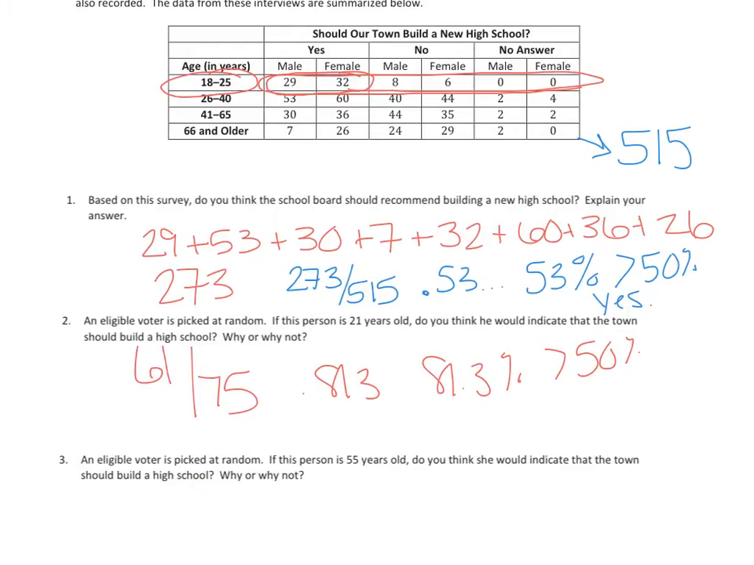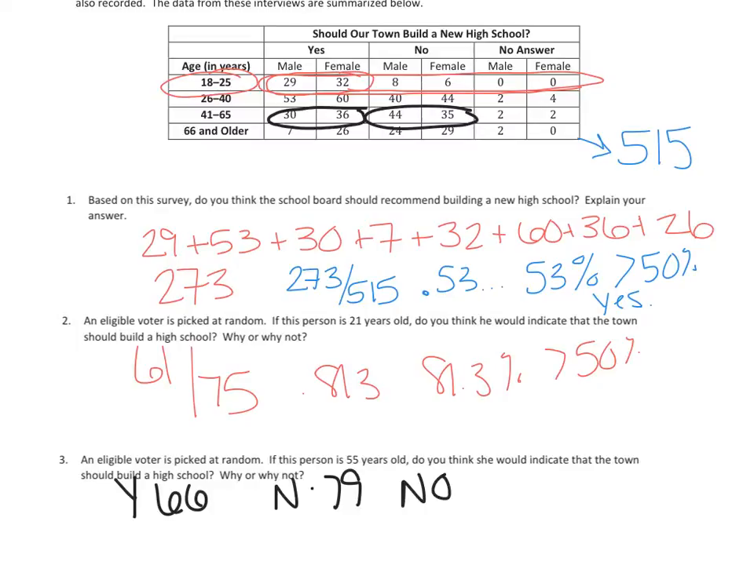And third, an eligible voter is picked at random. If this person is 55 years old, do you think they would indicate that the town should build a new high school? So notice they said 55, and that age falls between the 41 and 65-year-old bracket. So I'm just comparing my yeses in that section to my nos. In the yes section, I would say that's 66, and in the no, I would say 79. So in this case, I would say that the answer to this question is no. There were more no's than yeses, indicating that we should probably not build a high school.